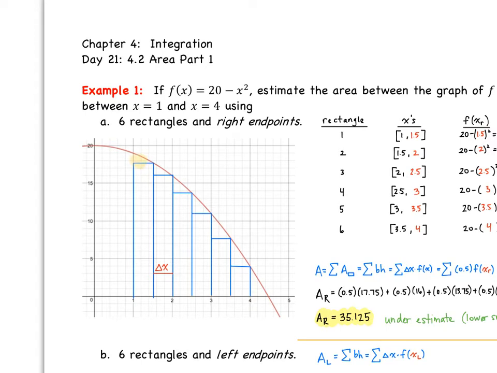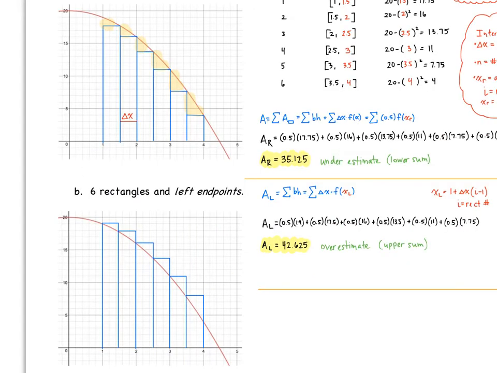There's little pieces here under the curve that we're not taking into account. So we can say that this sum is an underestimate or a lower sum. Okay, what if we shift now to 6 rectangles, but we want to use the left endpoints?